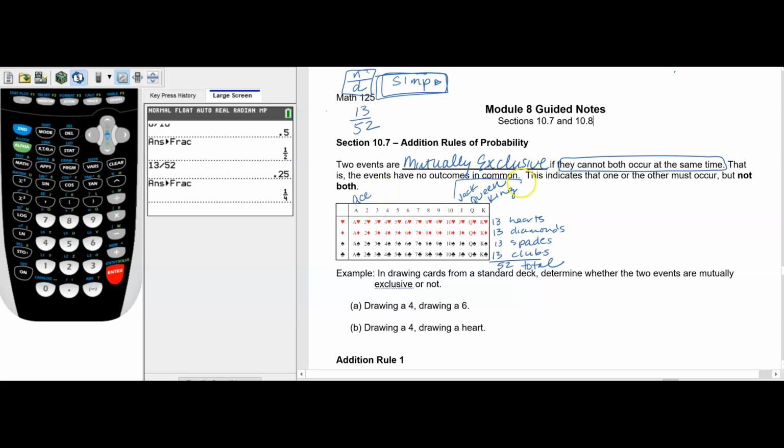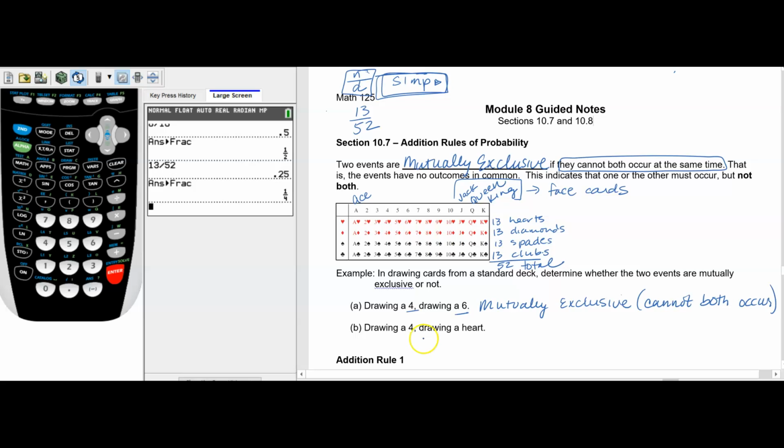The Jack, Queen, and King are all called face cards, in case that ever comes up in a problem. So let's look at some examples and then talk about what mutually exclusive means in terms of these examples. With the first example, if we were to ask, what's the probability of drawing a 4 or drawing a 6? Those events are mutually exclusive because it's impossible for a card to be both a 4 and a 6 at the same time. So I'm just going to write, cannot both occur at the same time. There are no cards that are 4 and 6 together.